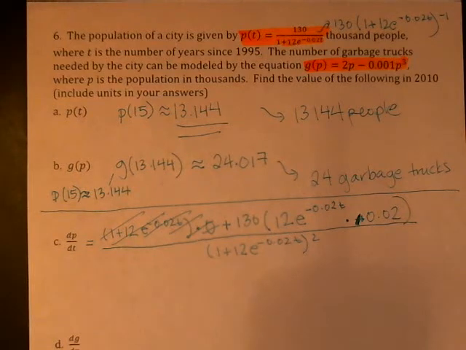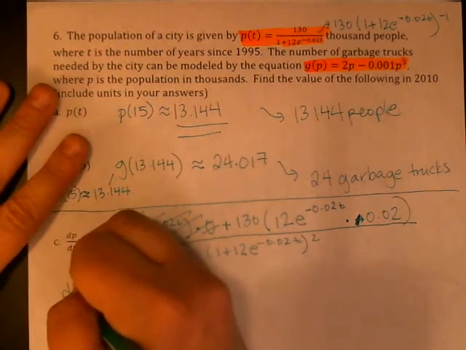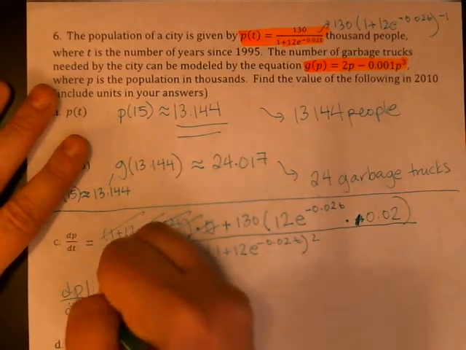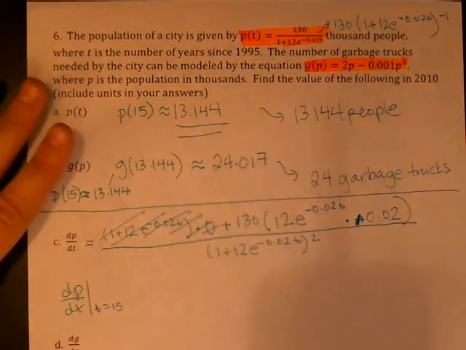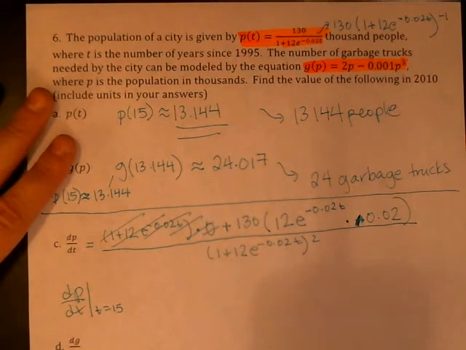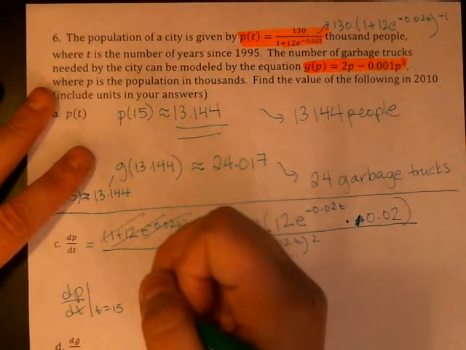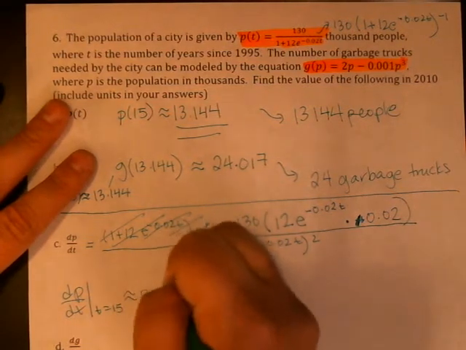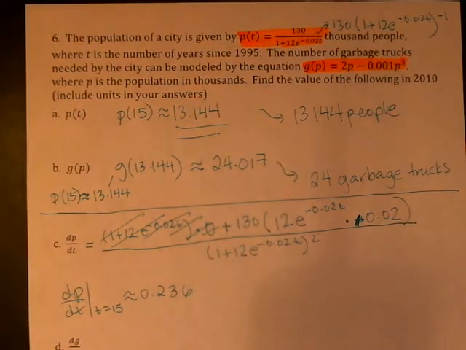When I plugged all this mess in, if we want dP/dt evaluated when t equals 15, that gives us 2010. I got about 0.236. Okay, that's the answer to what is the value of dP/dt in 2010.